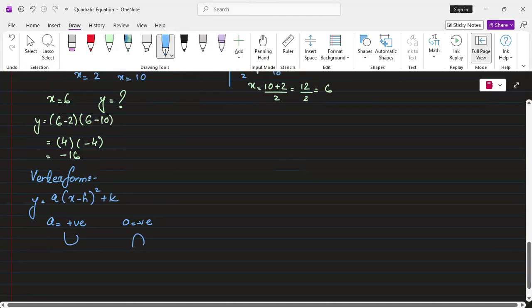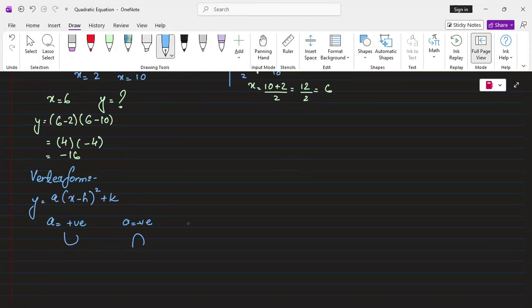Now this is the only form of the equation in which, if you just look at the equation, you can tell the coordinates of your turning point. So the coordinates of the turning point are simply h comma k. H is your x coordinate and k is your y coordinate. Remember one thing, whatever is the sign of the value inside the bracket, you're always gonna switch the sign. If it was minus h, I have written it as h comma k, right?